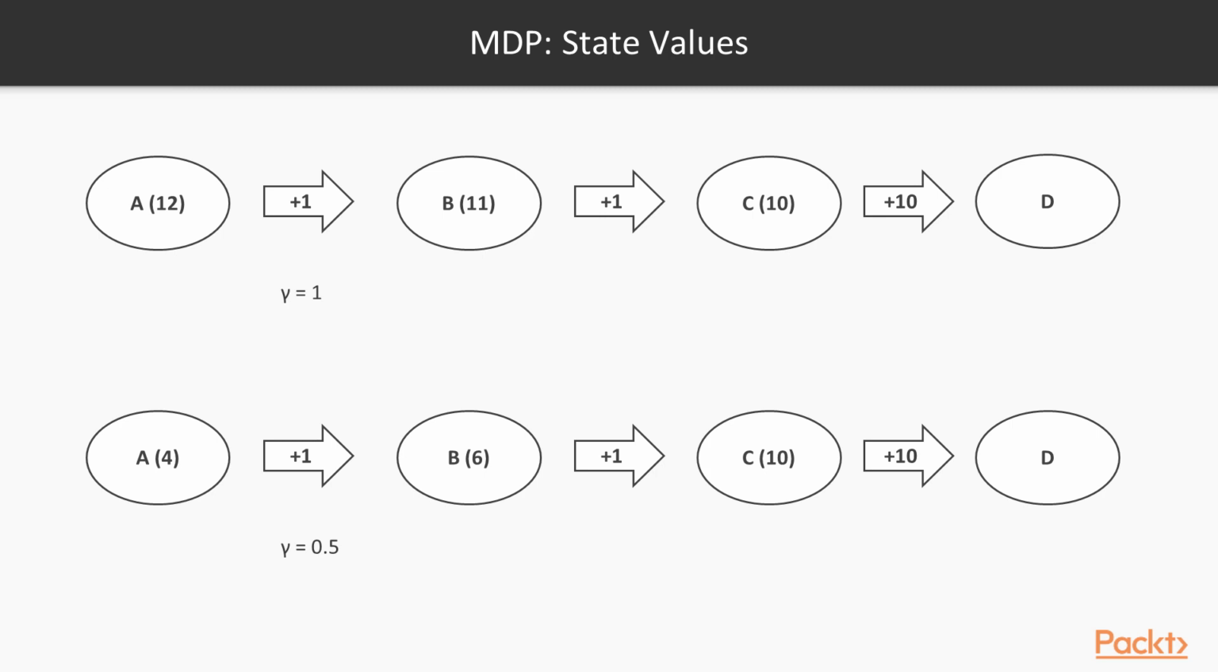Here's an example of the MDP framework with state values. The transition probability at each step is 1. It goes from A to B to C, and then stops. Inside each circle is the name of the state, a letter, and the state value inside parentheses. The top example has gamma equal to 1. The bottom example has gamma equal to 0.5, so the reward from later states is heavily discounted. Note how much less the state value of A is when gamma is reduced.